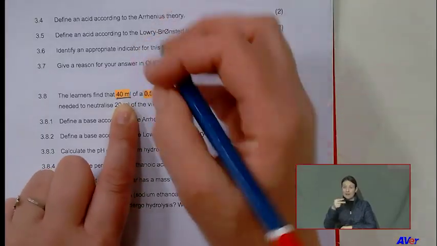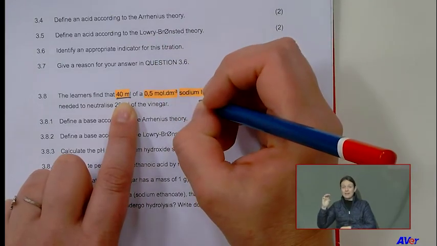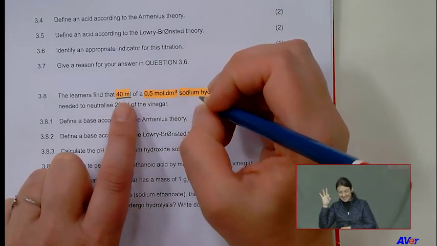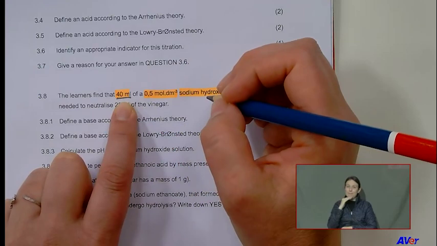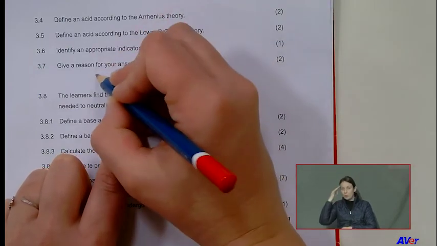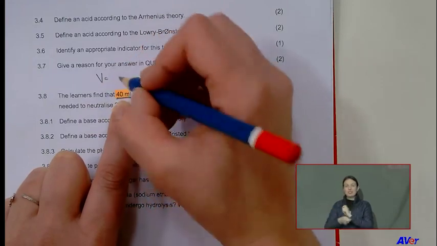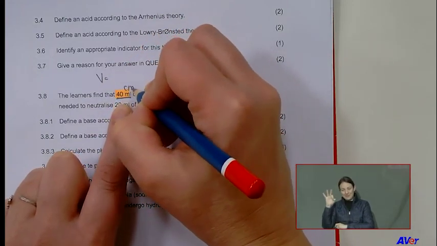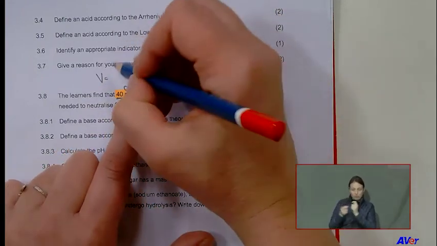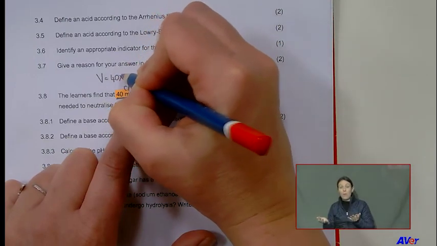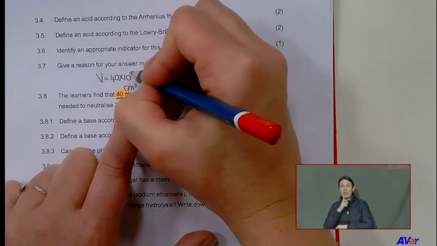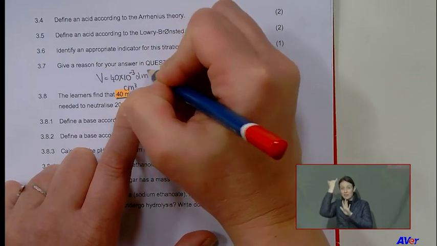And in grade 10, you learned that 1 milliliter is the same as 1 centimeter cubed. So in other words, this is the same as 40 centimeters cubed. So this is the volume. So the volume needs to be converted to decimeters. How am I going to convert centimeters cubed to decimeters cubed? Divide by 1,000 or times 10 to the power of negative 3.